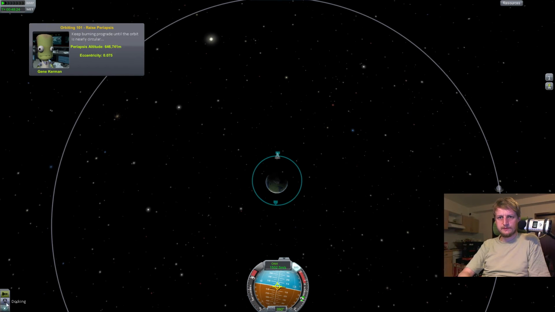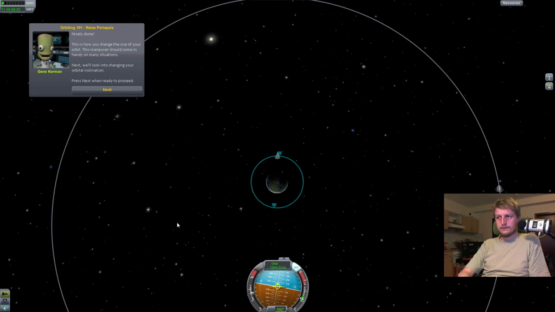Fuel do I have? Nicely done. This is how you change the size of your orbit. This maneuver should come in handy in many situations. Indeed it will. Next we'll look at changing your orbital inclination.